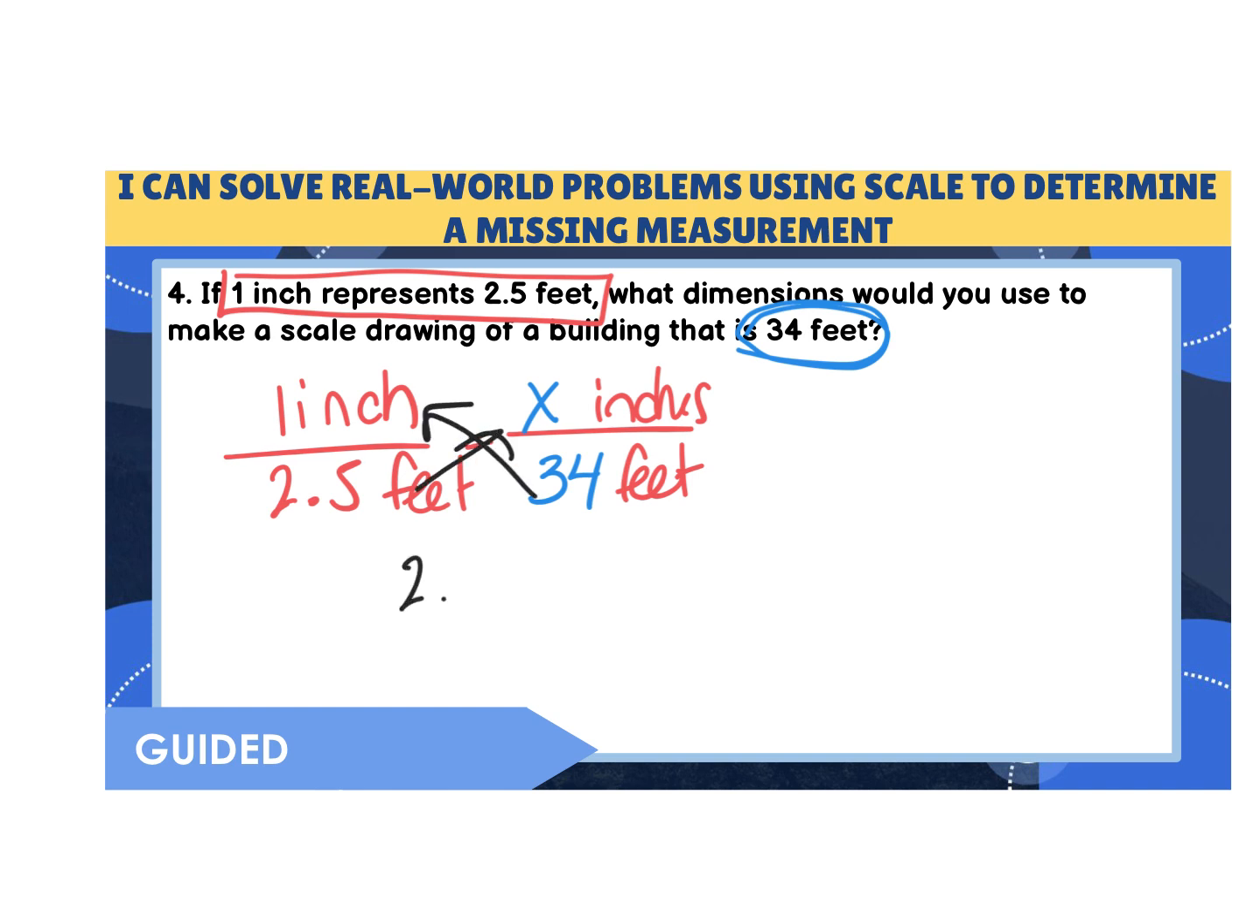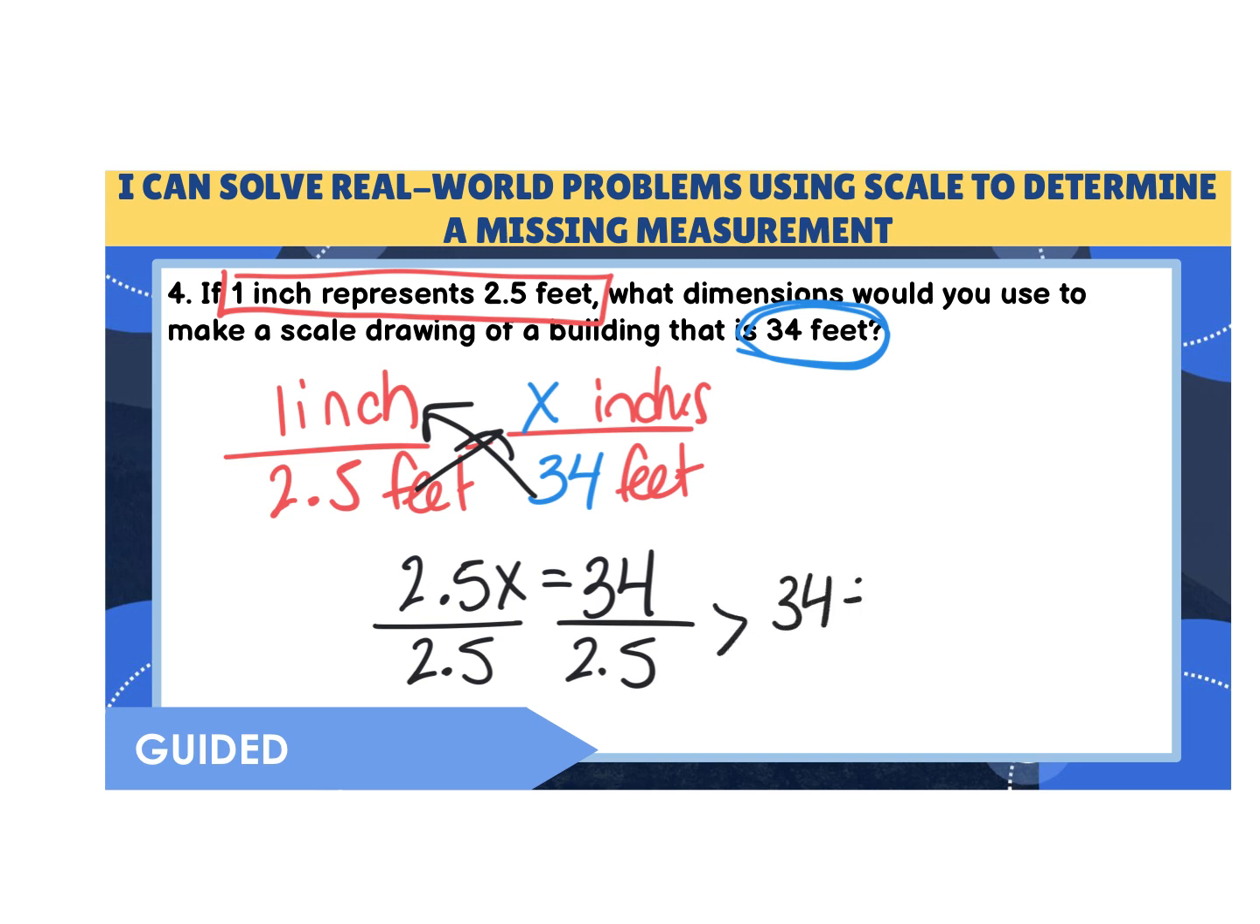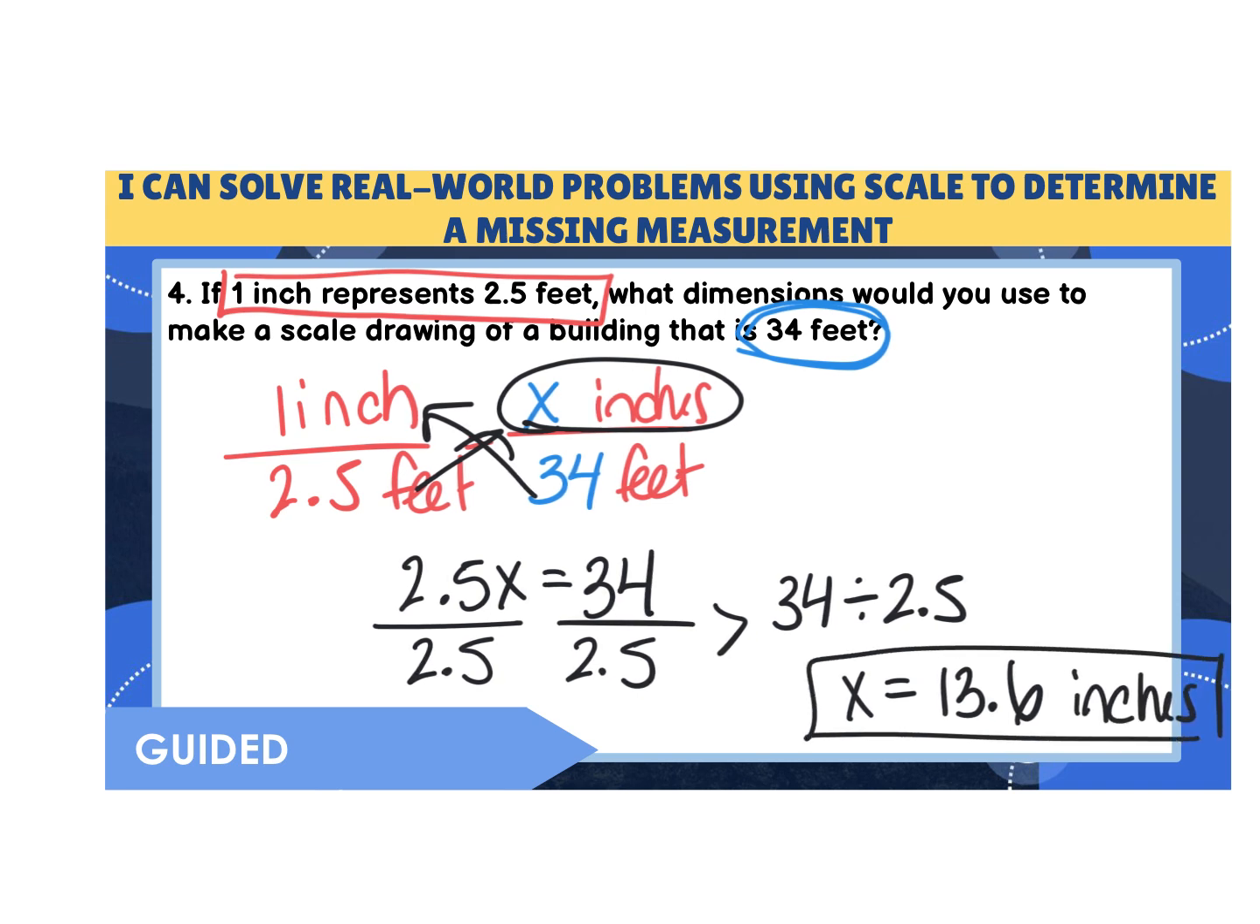So 2.5 times x would give us 2.5x, and 34 times 1 would give us 34. Divide by the coefficient, this time it's 2.5. And again, this is saying 34 divided by 2.5, which is going to give us 13.6. And now x was inches, so it's 13.6 inches.